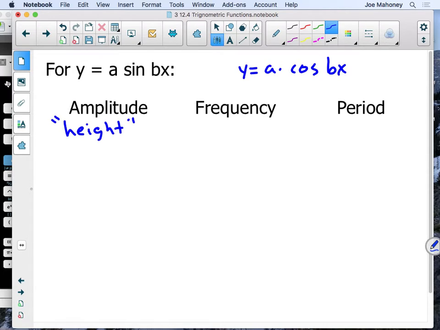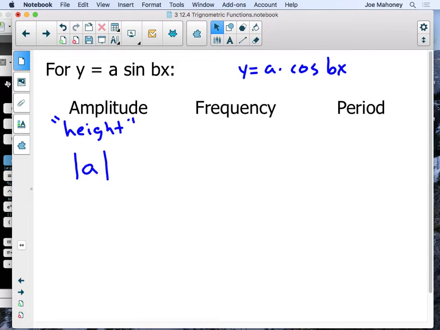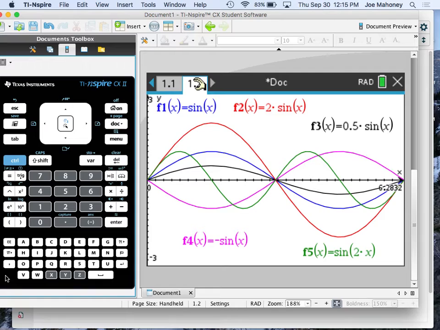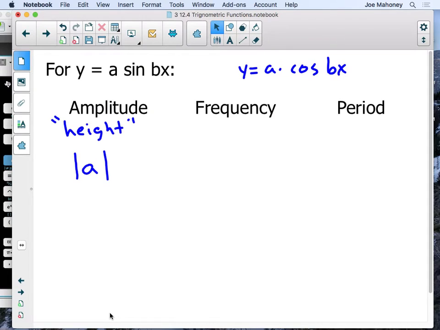And the amplitude is measured by the absolute value of a. So notice back here that for the pink graph, when the a value was -1, the range was still between -1 and +1. So the amplitude gives us the height of the graph.